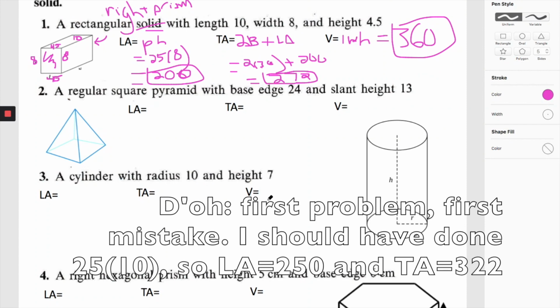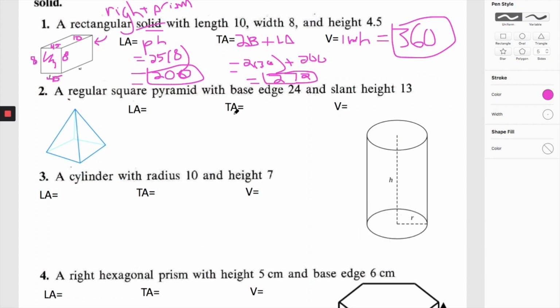Number 2, let's go into it. A regular square pyramid with a base edge 24 and a slant height 13. Okay, so that's going to make volume a little bit more complicated, so we'll get to that afterwards. So why don't we start with the lateral area first? We have a slant height, which is nice, and it's a regular square pyramid, so we are able to use some shortcuts here. And the base edge is 24.